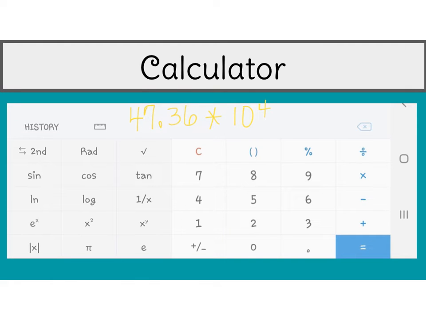Now, how would this problem change if we needed to divide instead of multiply? What would change? What button would we push instead of the multiplication sign? We would push the division sign. That's how that would change. So just make sure that if you're multiplying, you're going to push this one. If you're dividing, of course, you're going to push that division sign, which is located right there.